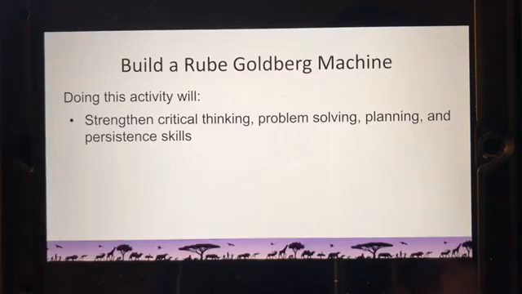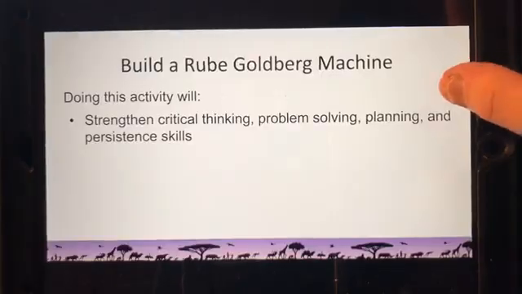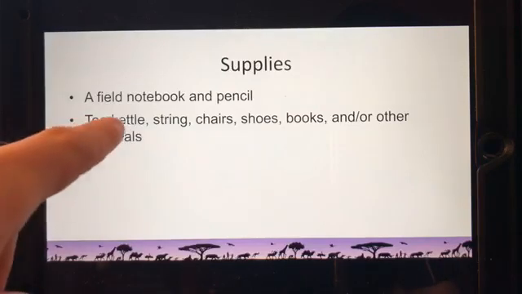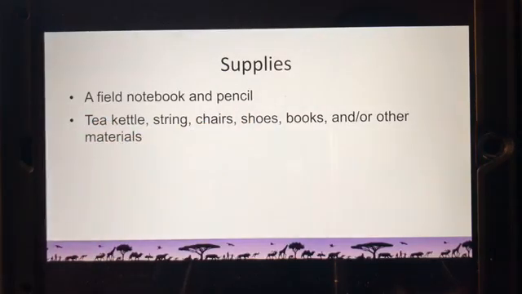And by doing this activity, you'll be strengthening your critical thinking, problem solving, planning, and persistence skills. And the supplies you'll need are to start a field notebook and a pencil. And then these are supplies that I used for my own machine, but you can really use anything you can find around your house. Books, string, chairs, and you'll get some ideas as I show some examples.